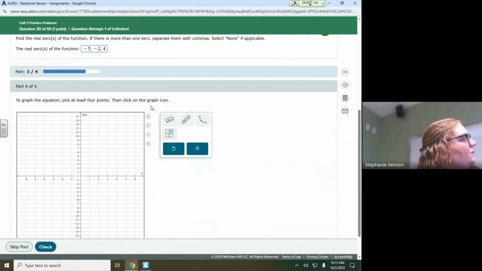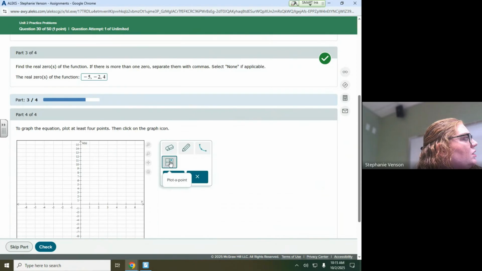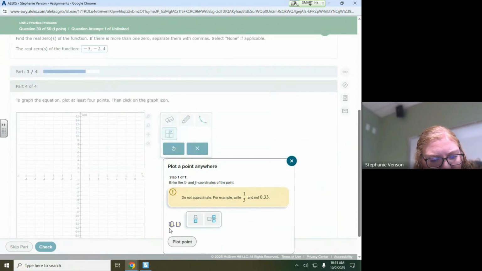And it does say I need 4 points, which is convenient because I have 4. There's 3 here and 1 here. So again, I'm going to use this tool because I just like it better. So I'll do my y-intercept first: (0, -40/7).